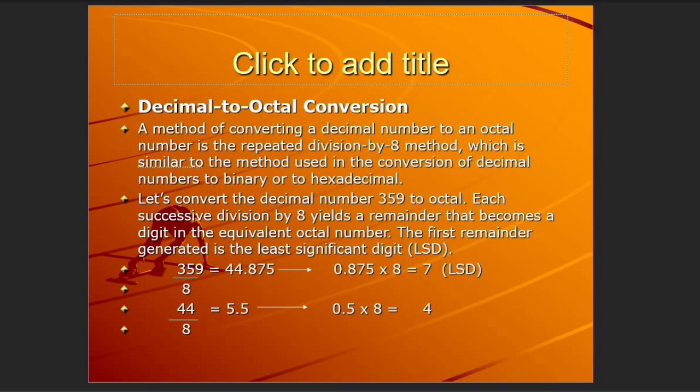Decimal to octal number. So this is very easy to convert any number in decimal to any base number system. We simply divide that number by the base of the system we want to convert to. So for example, if we have 359 in base 10 and we want its octal number, how can we convert this decimal number into an octal number?